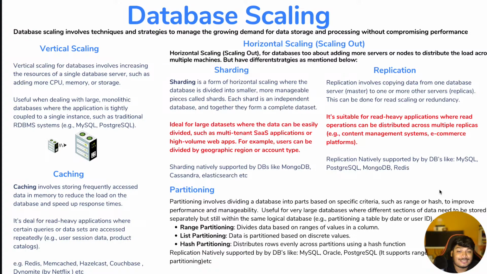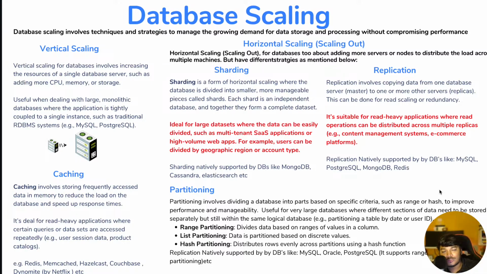What is horizontal scaling for databases? Horizontal scaling for a database means adding more servers or nodes to distribute the load across multiple machines. The other thing is that you're adding more machines, which means a bit of complexity: data replication, data read-write synchronization, all this complexity getting added. To handle that part, there are three things: sharding, replication, and partitioning. I will cover all three one by one.